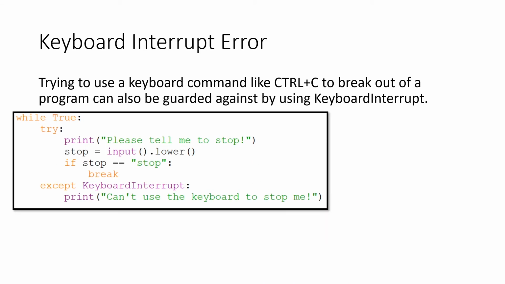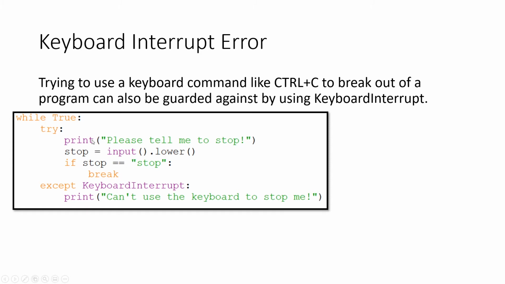Another example is a keyboard interrupt error. This is where you're trying to break out of your program by using a keyboard command like Control-C, Control-Y. Some keyboards, Del, will cause a problem. This one, we've got a while true, and in that while true, we're just doing the try except. So the risky code here is you're printing something, and you're saying, okay, get me some input, turn it to lowercase, store it as stop, and if that variable they just typed in is the same as stop, break out of the loop.